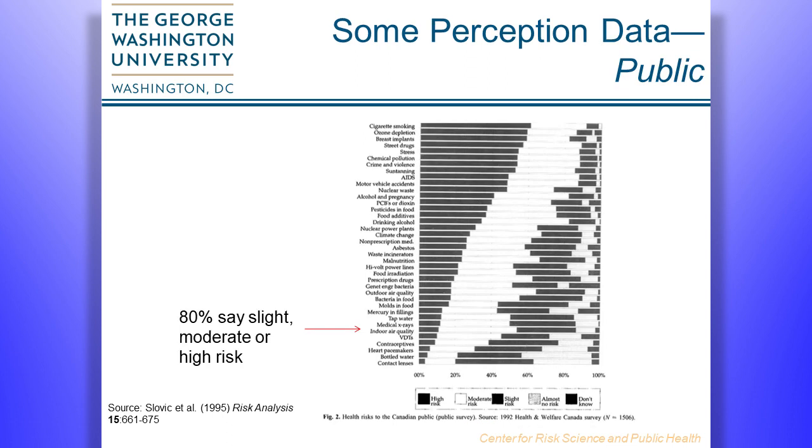But the interesting thing is on the next slide, where 1,500 members of the public were asked the same question, and you can see there, about 80% of the public said that indoor air quality is a slight, moderate, or a high risk. In fact, this is one of the ones with a relatively small amount of people who either say they don't know or believe that it's almost no risk. So there is some awareness in the public.